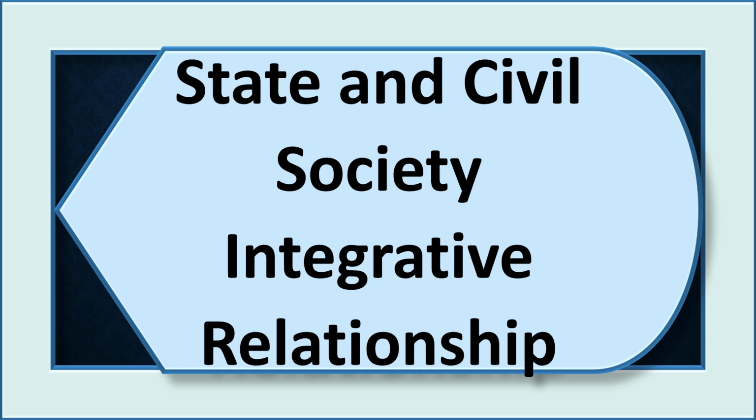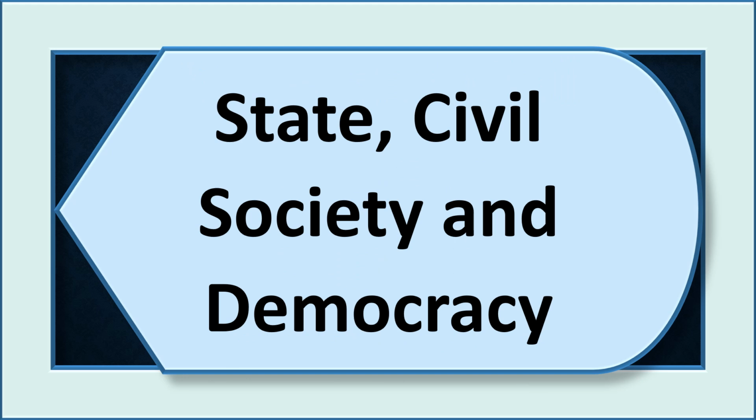Now let us move to the next point, that is state, civil society, and democracy. The two concepts, state and civil society, are not in conflict with each other. Democracy integrates the two. The claims of the state get strengthened by civil society, and civil society is made more stable through the state. The two have to work in a democratic frame: the democratic state within the framework of democratic civil society.